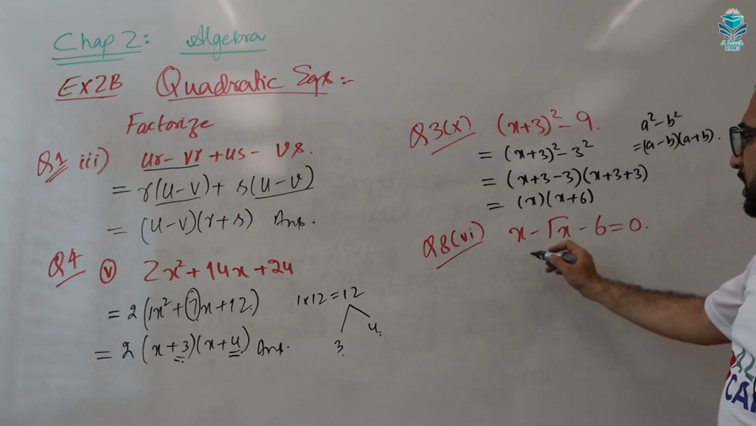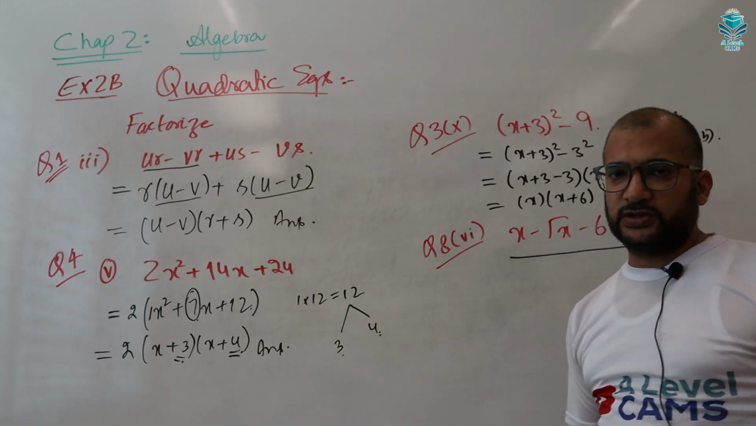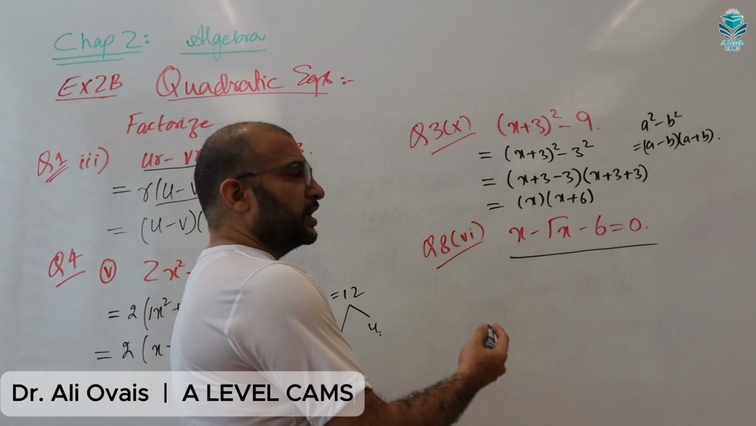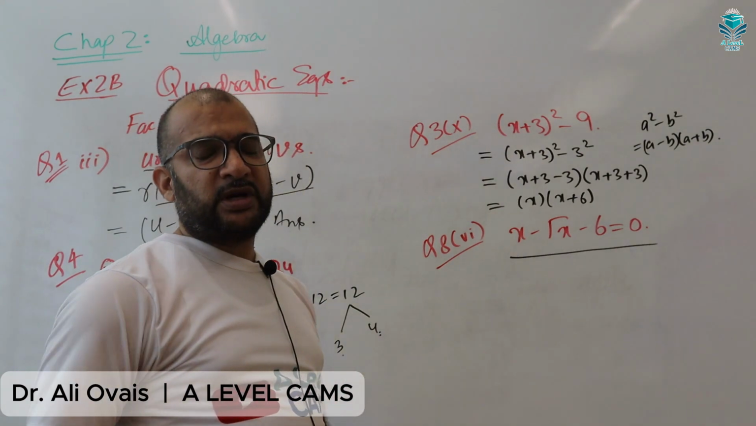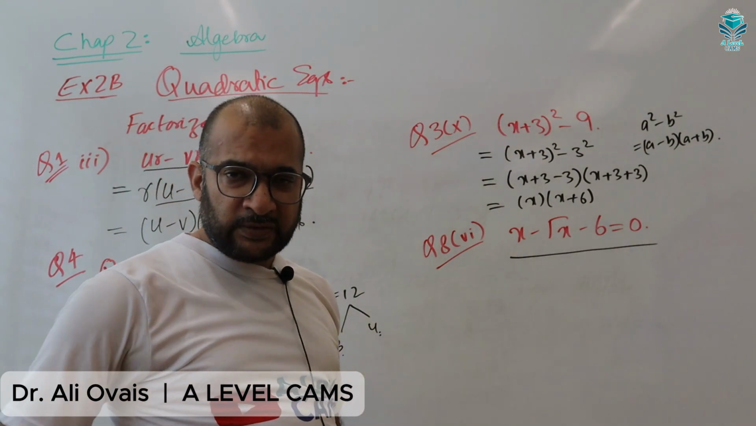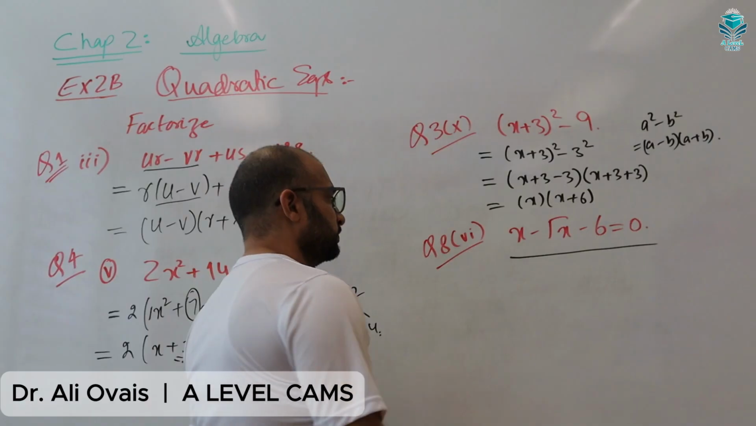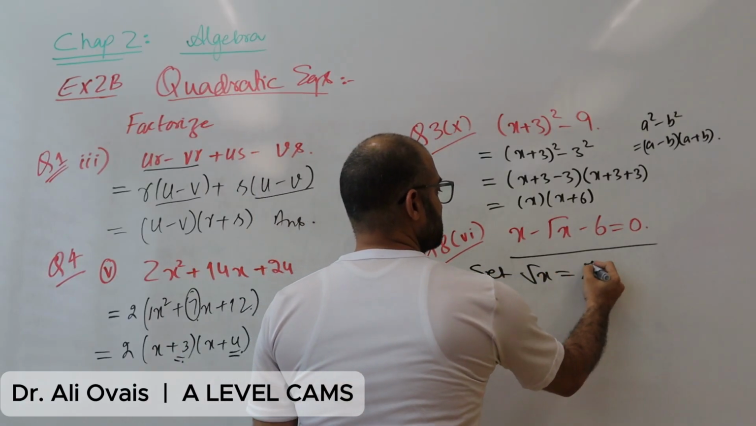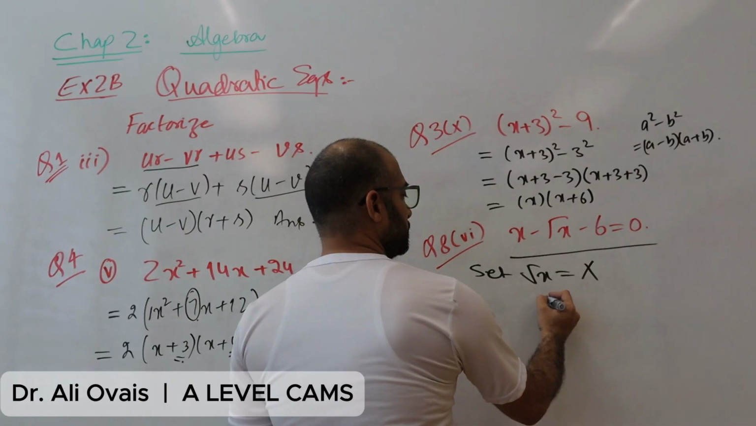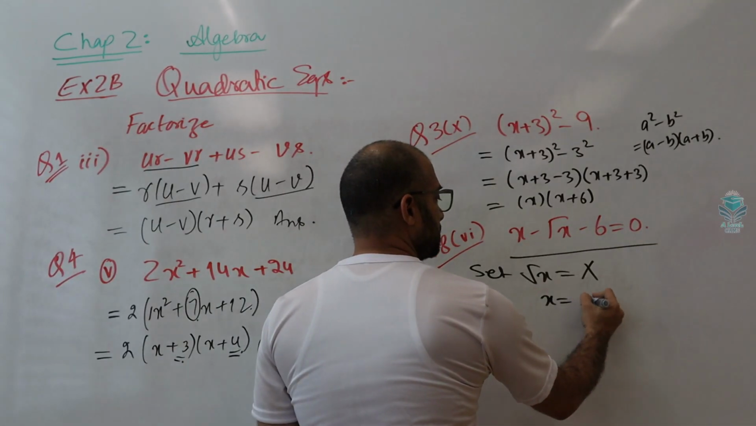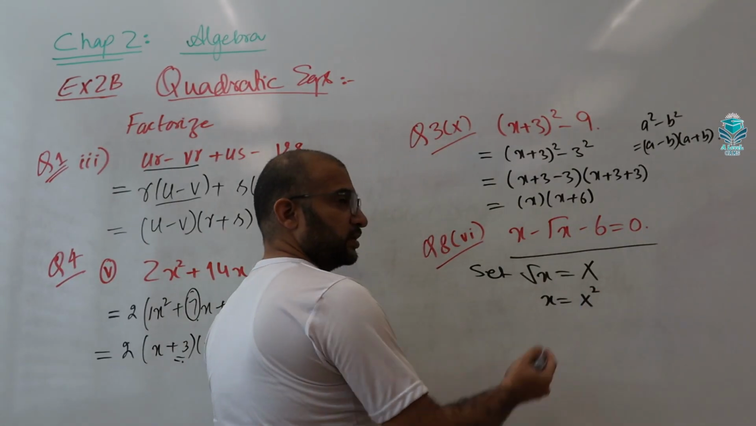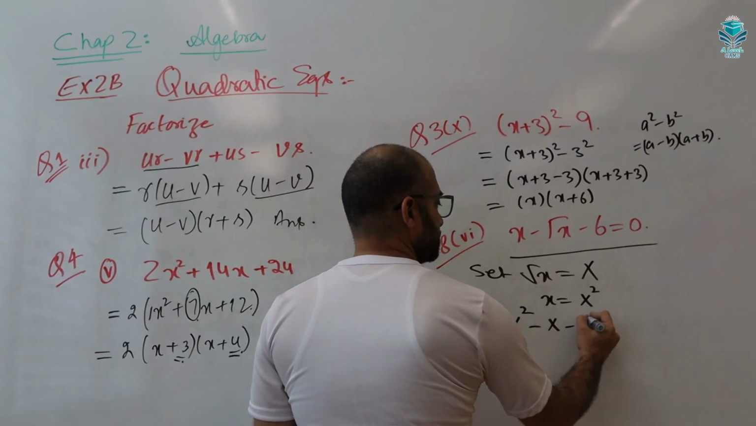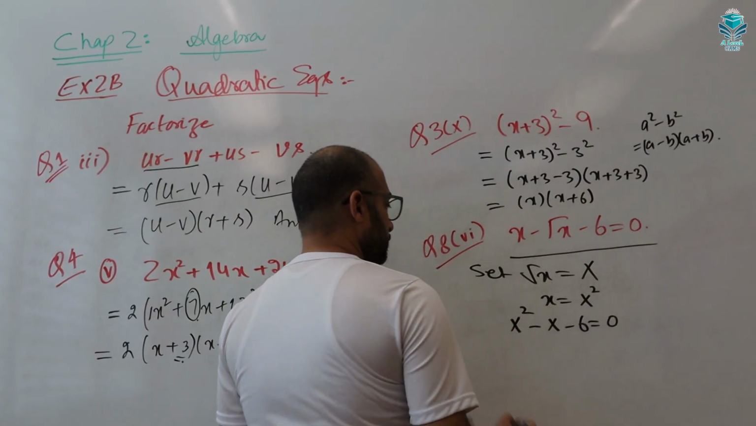And similarly we have to solve this equation. To find the solution of the equation means we have to find the value of the unknown. Here the unknown is x. So whatever method you want to apply, you can apply to find the value of the unknown. So I set the square root of x as capital X. So when you take small x it is equal to capital X squared. Squaring both sides you will get X squared minus X minus 6 equal to 0.